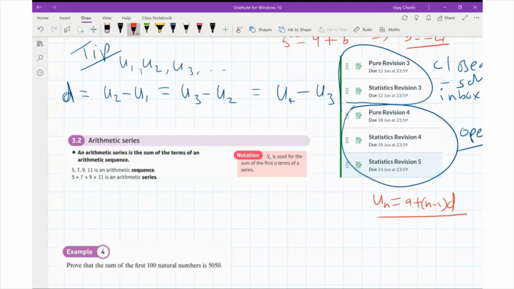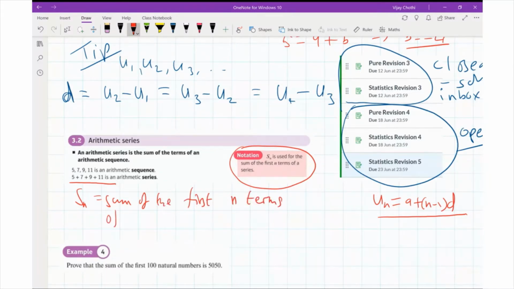I'm going to have another formula to learn. This is for arithmetic series. An arithmetic series is formed when you add up the terms of an arithmetic sequence. And the notation they use is Sn. So Sn is the sum of the first n terms of an arithmetic sequence.